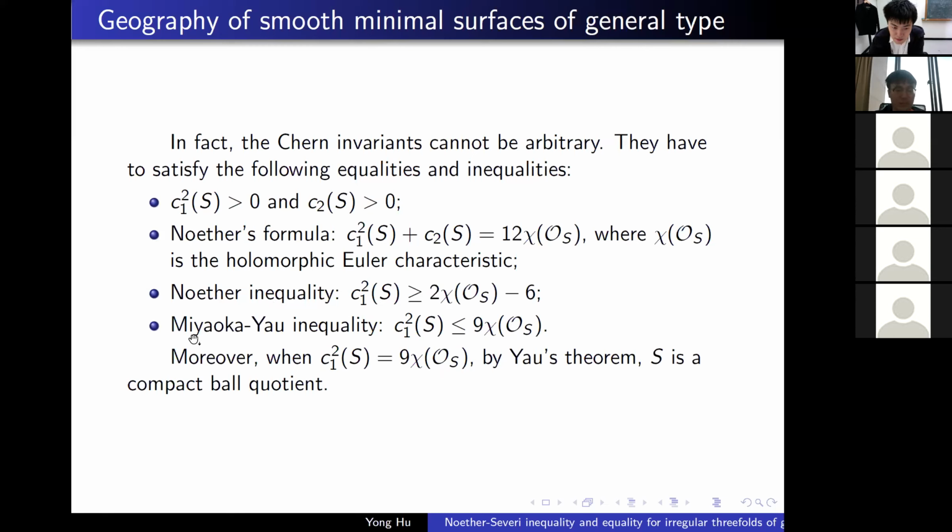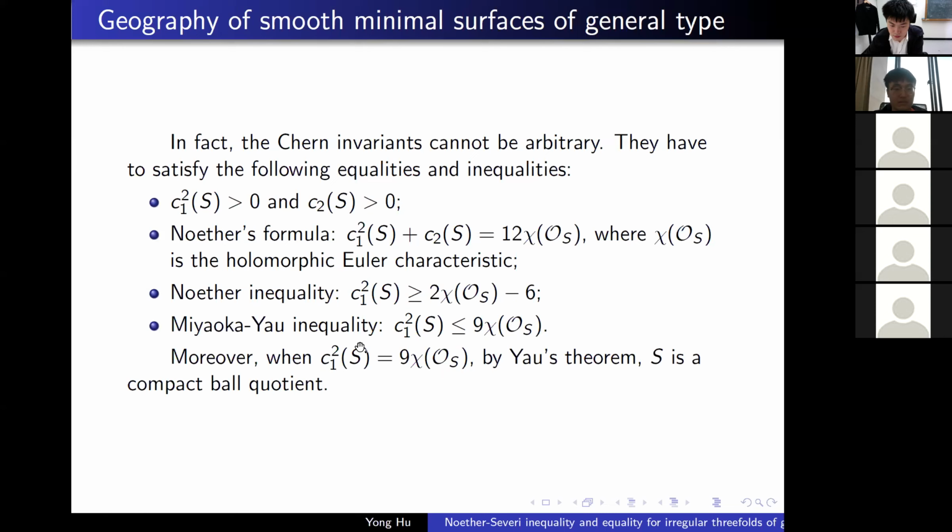The last one is called the Miyaoka-Yau inequality. It says that c1 square is less than or equal to 9 chi(O_S). Moreover, when c1 square is equal to 9 chi(O_S), by Yau's theorem, S is a compact ball quotient. It is a two-dimensional ball quotient.